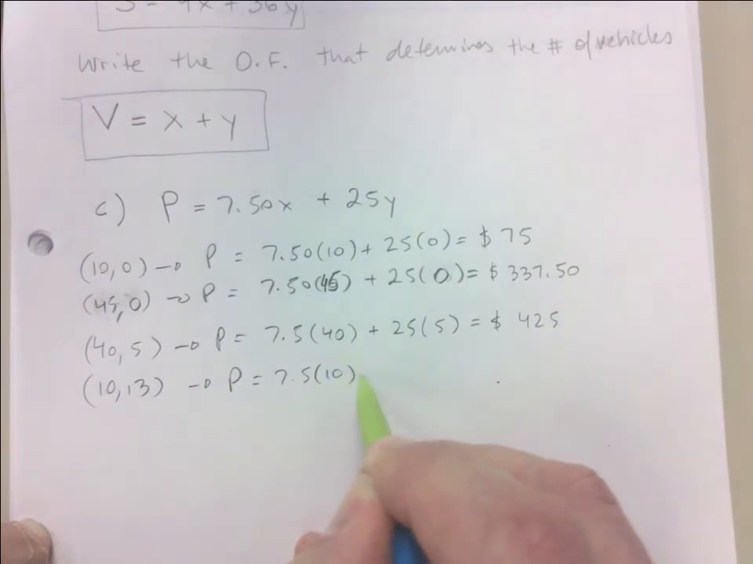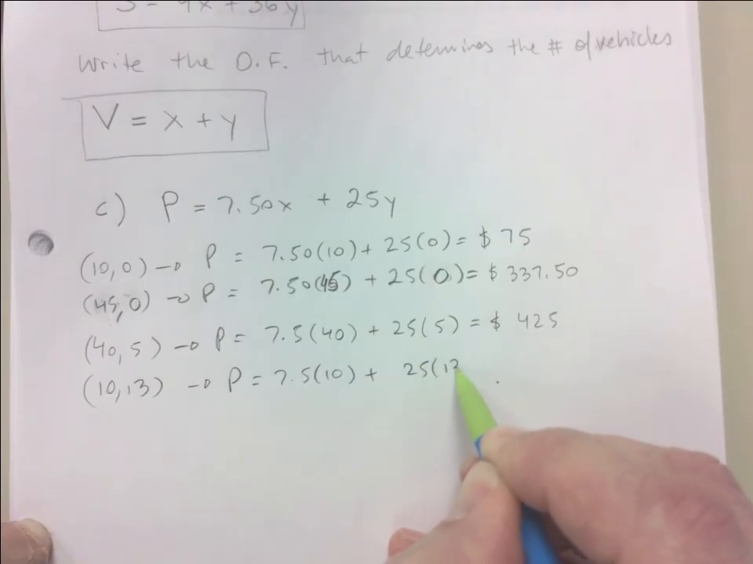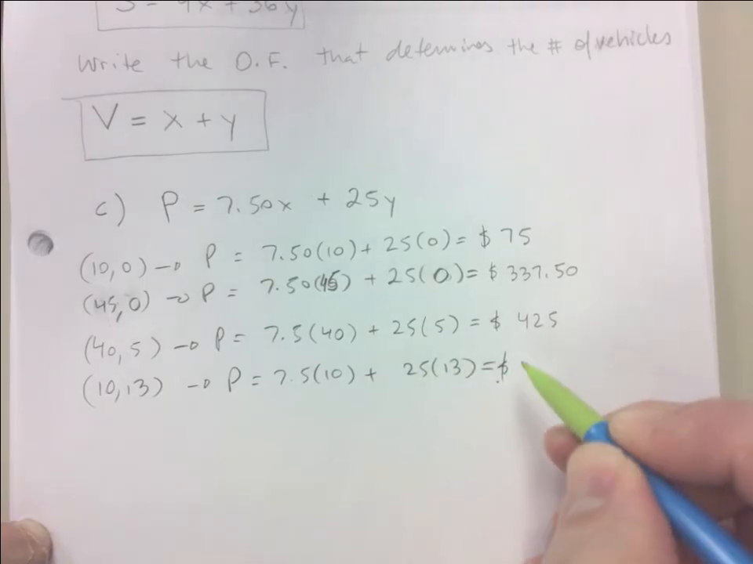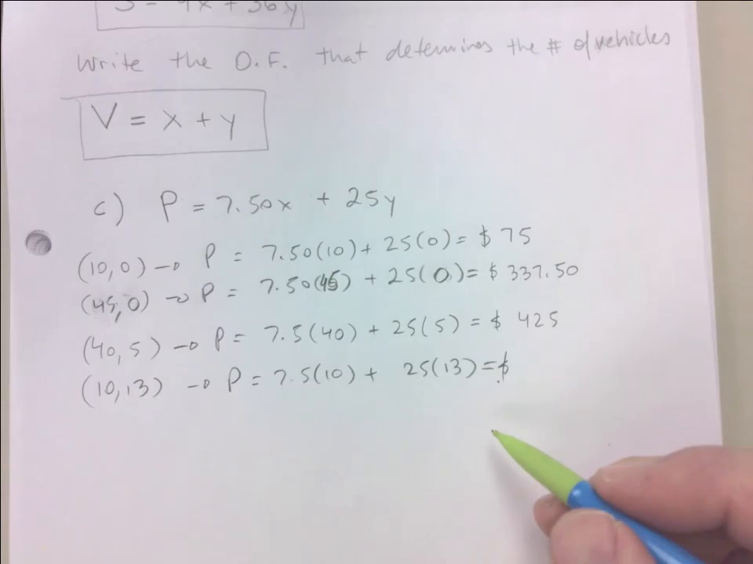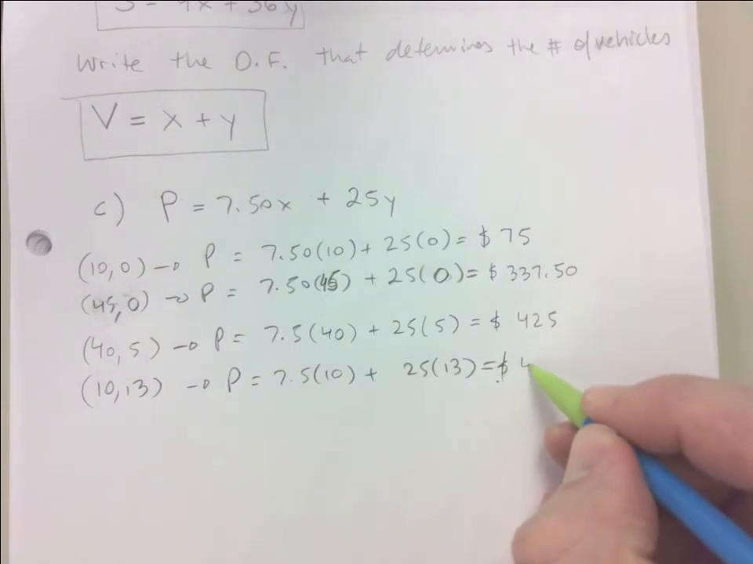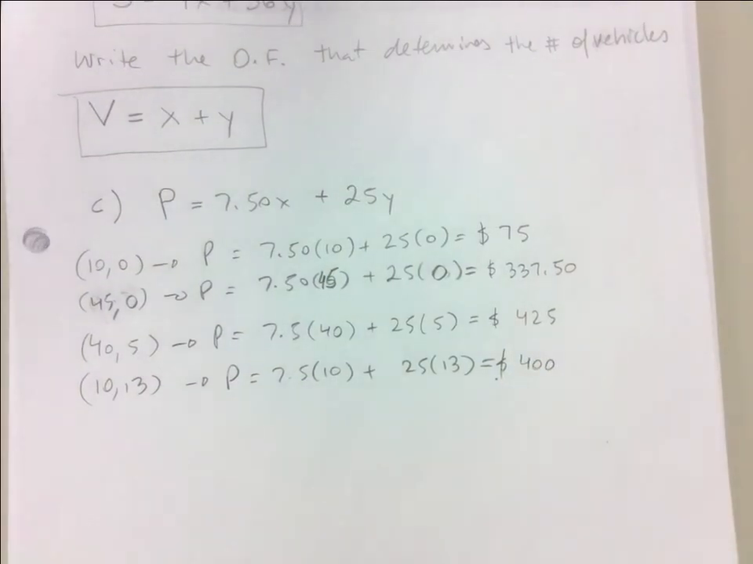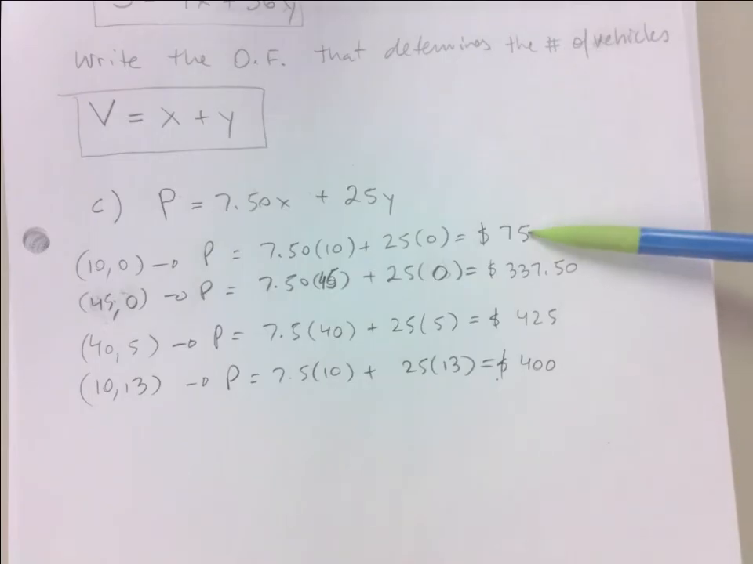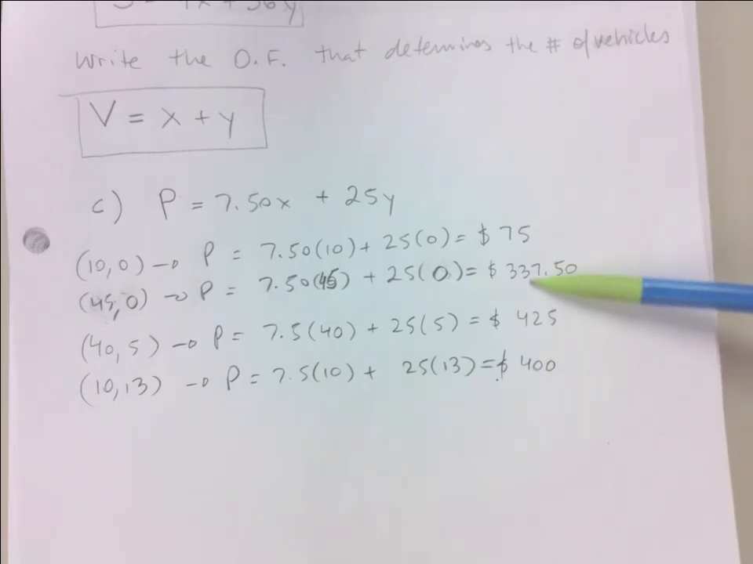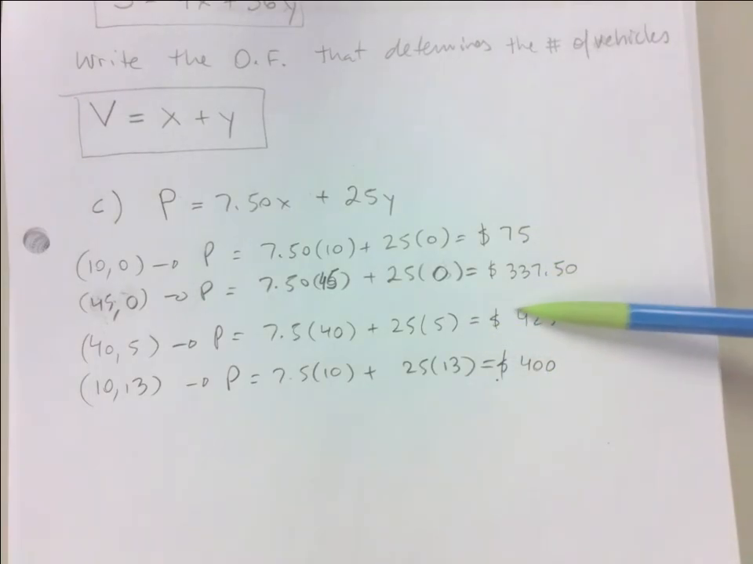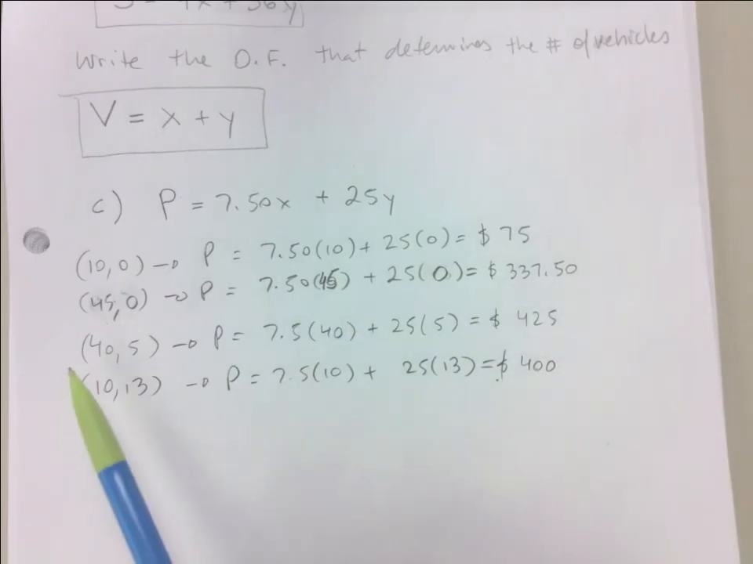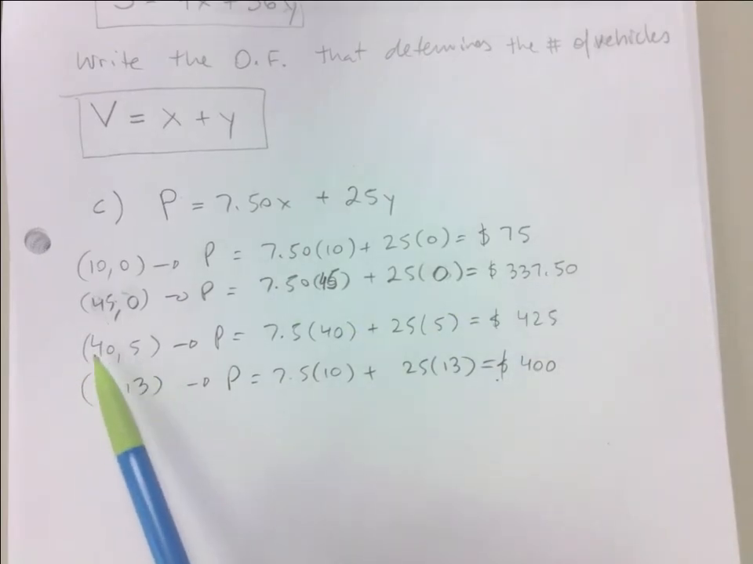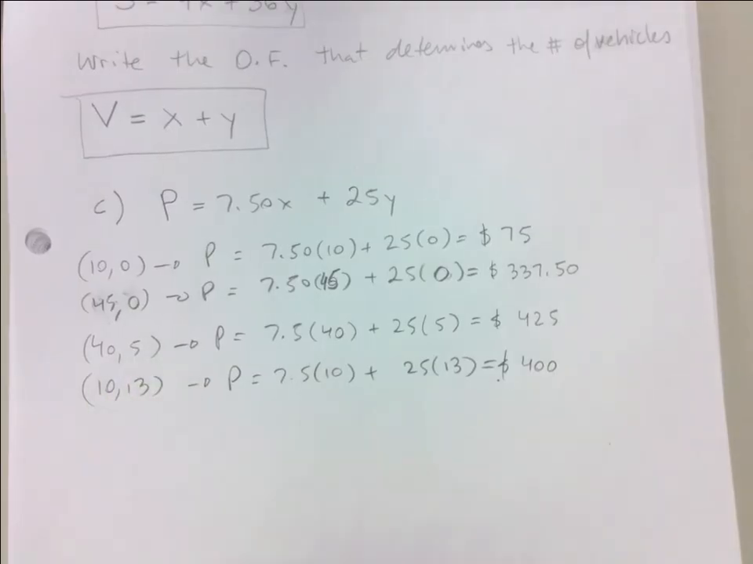7.50 times 10 plus 25 times 13. If you do this, you get $400 even. And you're not done. Just when you think you're done, you're not done yet. We can tell that we make the most money in this scenario right here, when we have 40 cars and 5 buses parking. And this is considering all the restrictions we have, right?